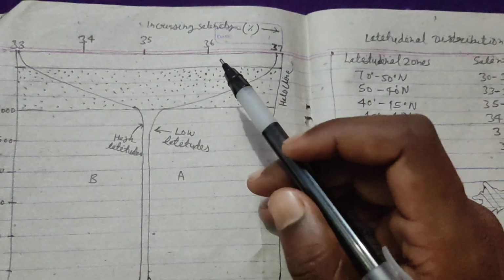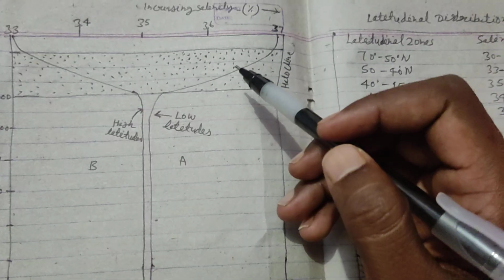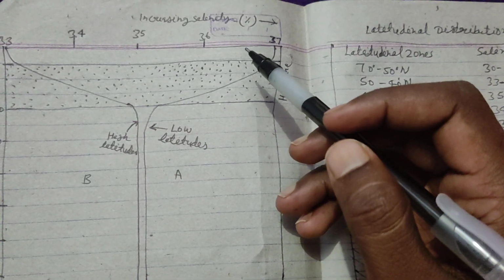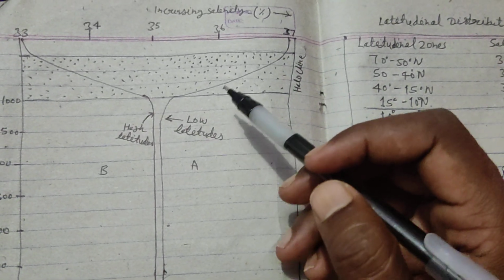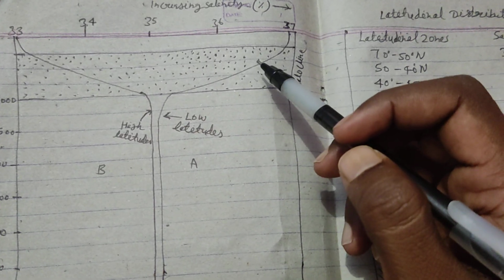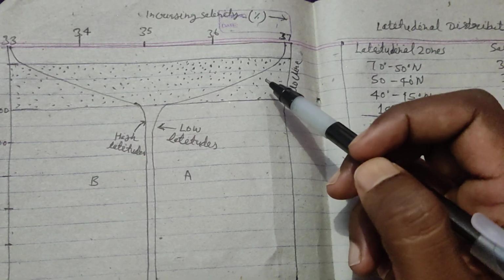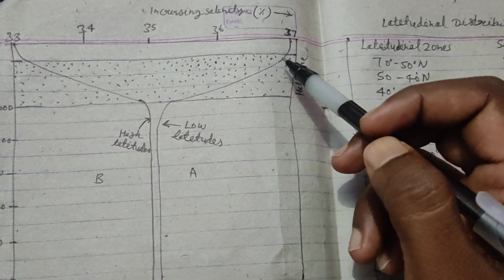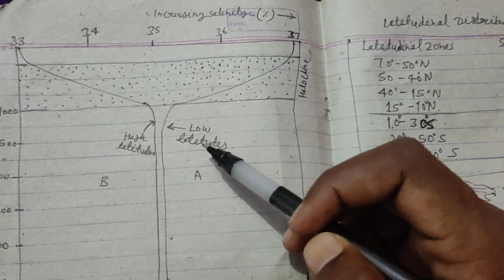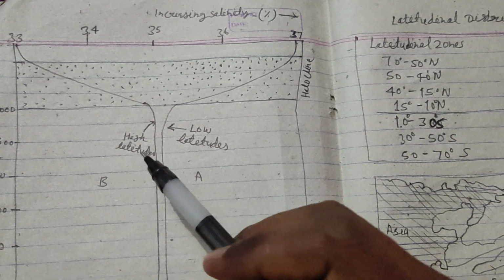In this figure, this is the increasing salinity in the ocean water, gram per kg. You can see here, halocline means a transitional zone. Halo means salinity, cline means slab. You can see the salinity slab in the low latitude and in the high latitude.